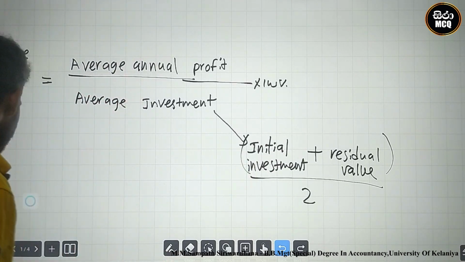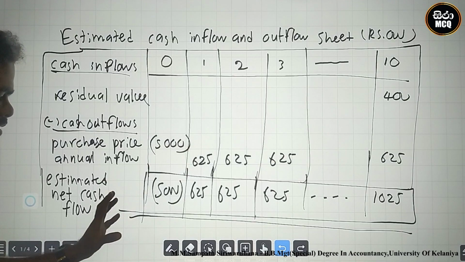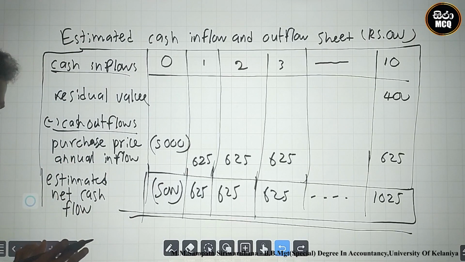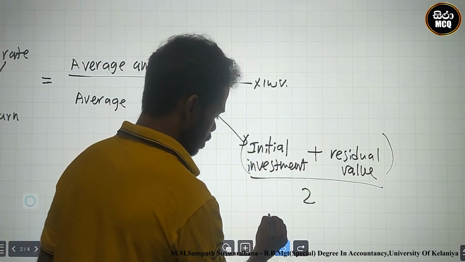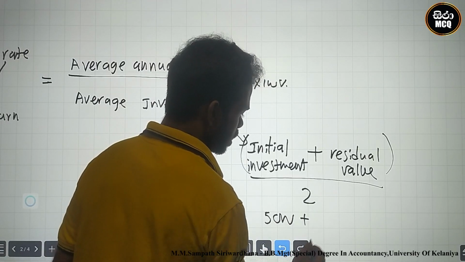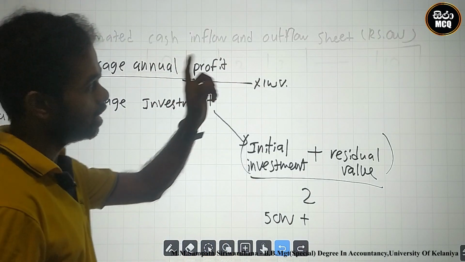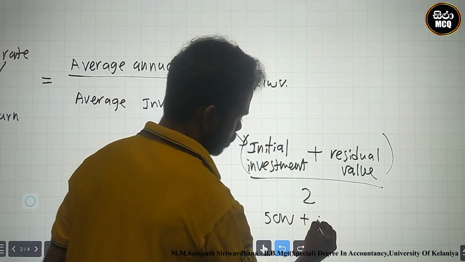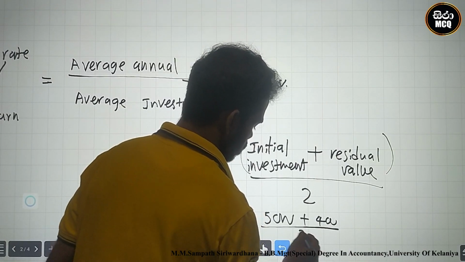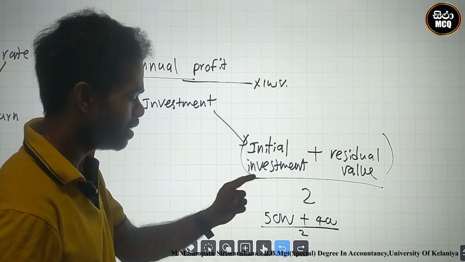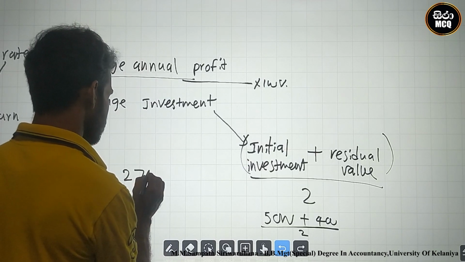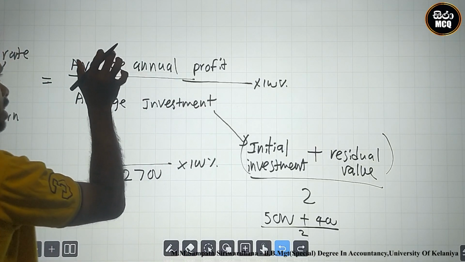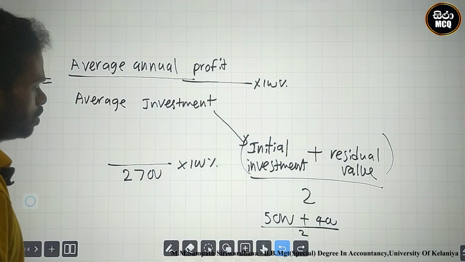Initial investment is 5,000. Don't think about minus or deducting; use the 5,000 only as a plus amount. 5,000 plus the residual value in the 10th year, which is 400, gives 5,400. Divided by 2 is 2,700. Then multiply by 100.